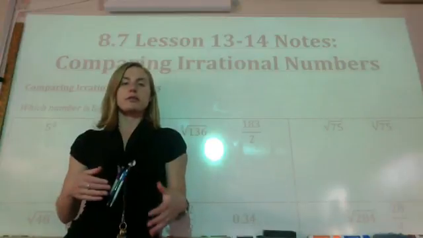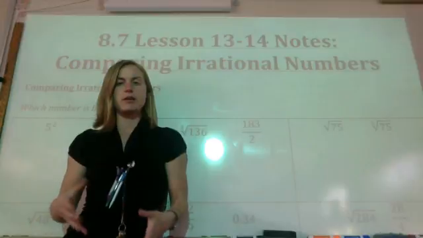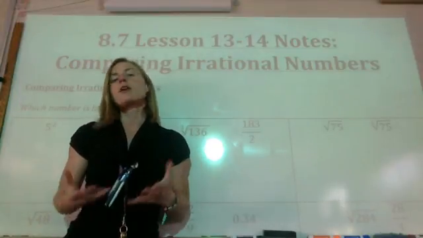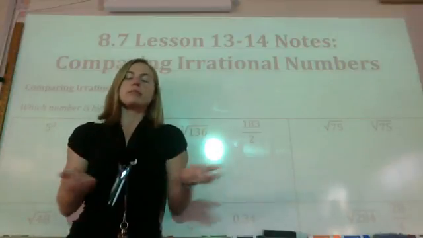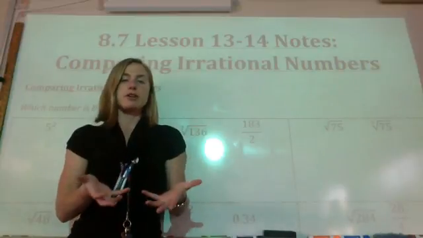Now that we know what irrational numbers are, we're going to look at how to compare them. There's a couple different ways that you can compare irrational numbers. You can either just look at two and see which one might be bigger, or you can put a bunch of them on a number line and put them in order from least to greatest. So let's dive in comparing two different irrational numbers.